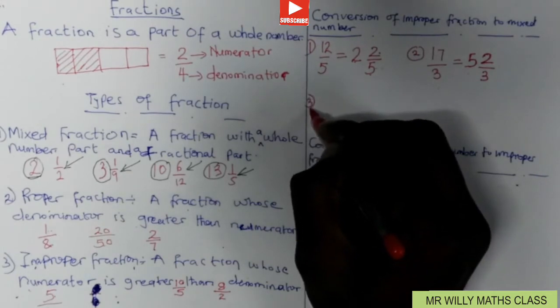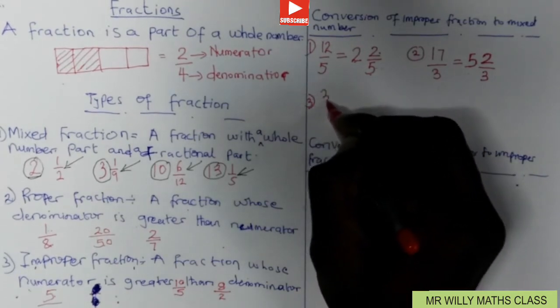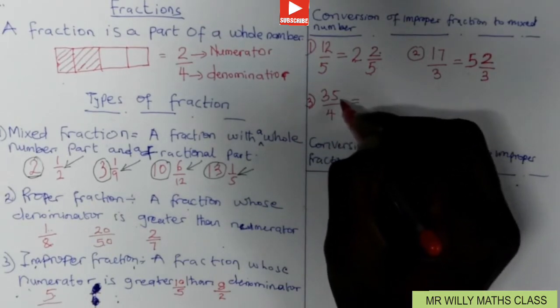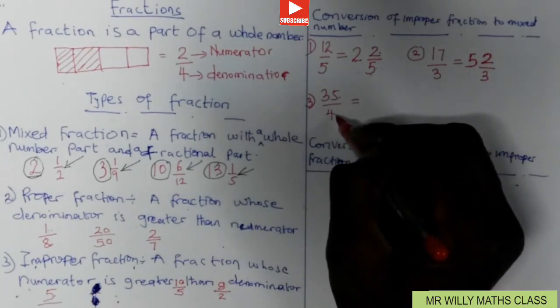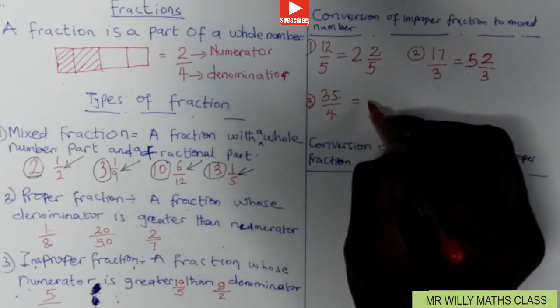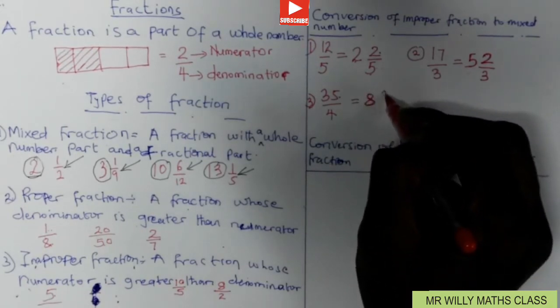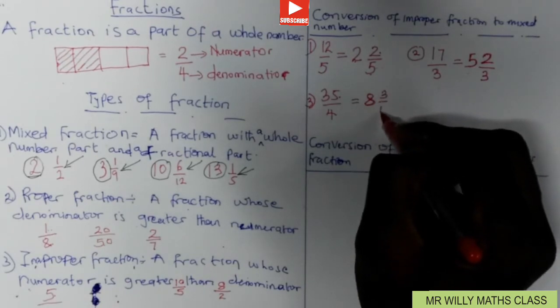Now, what if you have another example? Let's say example 3, you have 35 divided by 4. So know that our numerator is 35 and our denominator is 4. So how many 4s can you see in 35? That's 8. 4 will go in 35 eight times. Remainder what? Remainder 3 over 4.